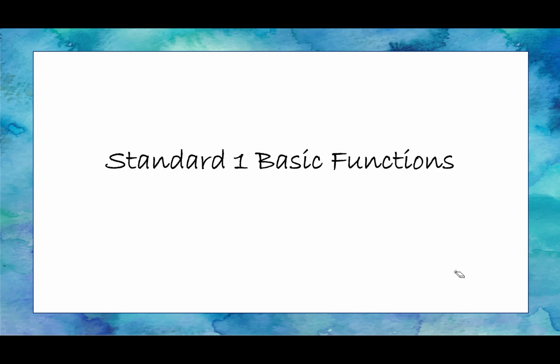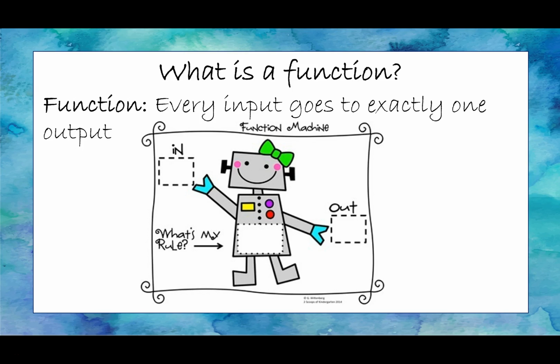This one's called Standard 1, Basic Functions. So what is a function? Well, a function is where every input goes to exactly one output. So for example, if I put in a 3, I will get out a 7. If I put in a 4, I get out a 9. If I put in a 10, I get out a 21. And you might see that I've been doubling it and then adding 1. So a function is basically taking an input, doing some sort of calculation, and spitting out an output.